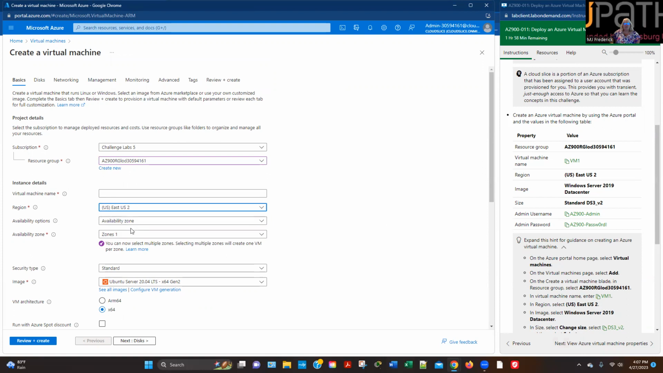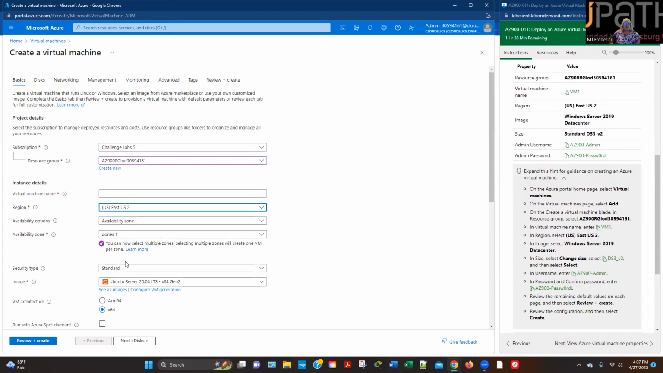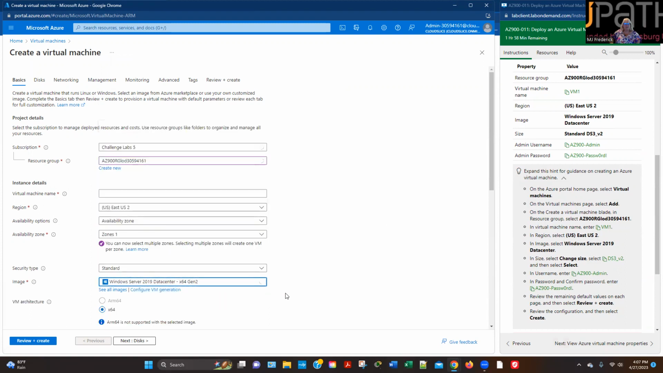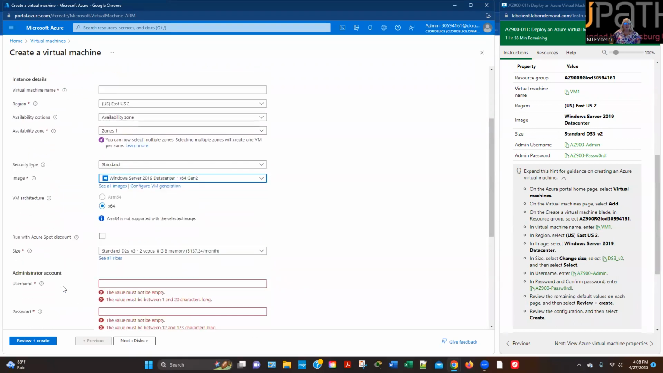And then what you need to do then is we've got our availability zone. It's going to be zone 1 because we're not changing anything there. And what you want to go down to is where it says image. And image, it says this is an Ubuntu server. Well, we don't want Ubuntu. We want Windows 2019, right? So we click on the Windows Server 2019 data center, because there it is. And then in size, we want to change the size.